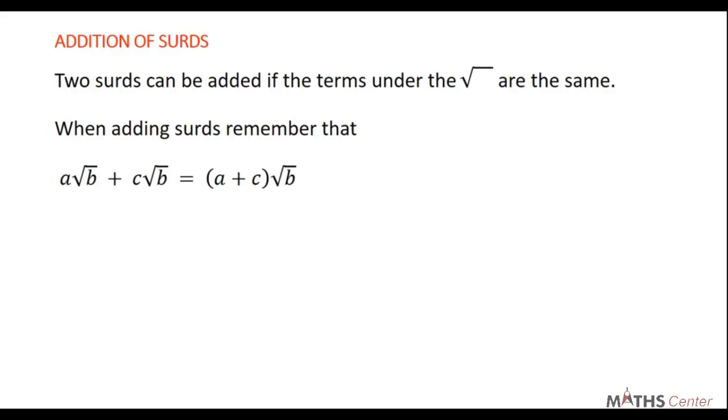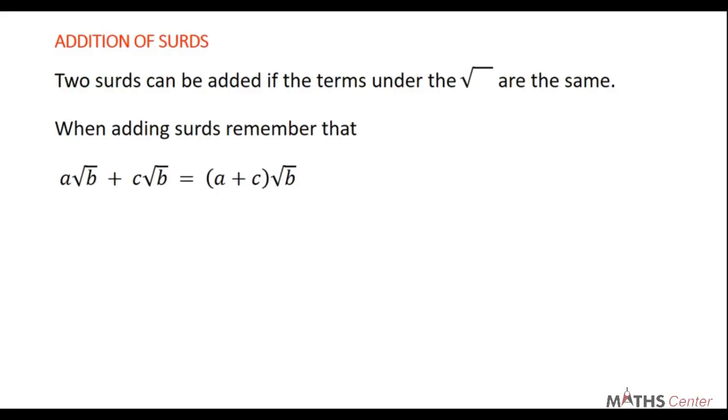So, addition of surds. When adding surds, remember that two surds can only be added if the terms under the square root sign are the same. So before you can add two surds, you must make sure that the numbers under the square root sign are the same.